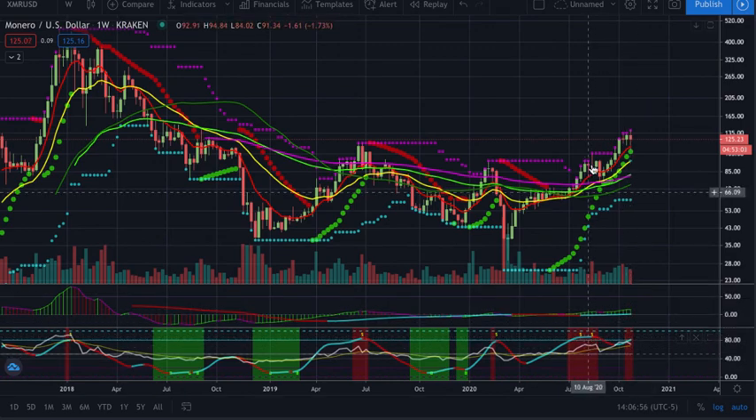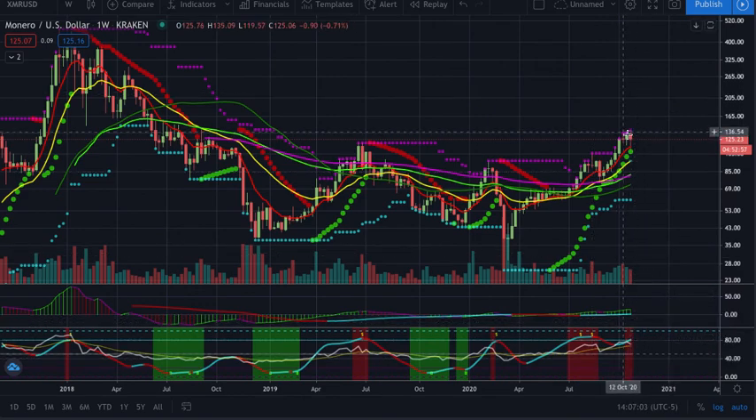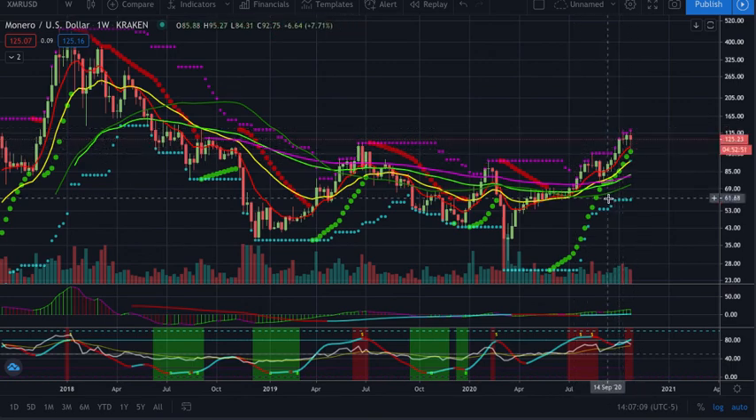But we are putting in potential divergence right here. We have a high right here, which is this high right here. We have a lower high right here on the Stoch, but we have a higher high right here. Now again, we haven't topped out yet, so it's too soon to assume that that's going to be bearish divergence, but definitely worth looking at.